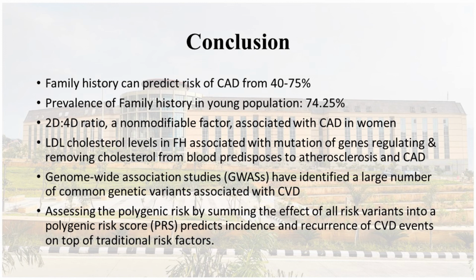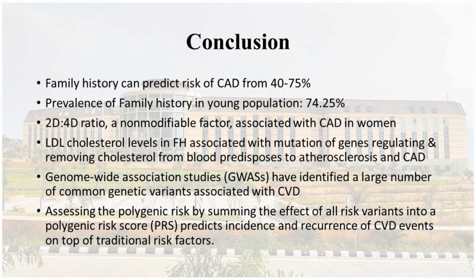Therefore, it is concluded that family history can predict risk of coronary artery disease in 40 to 75% of cases, and the prevalence of family history in young population in northwest region was found to be 74.25%, which was even higher in one particular community, thus showing that the younger population is at a higher risk. Then 2D/4D ratio, which is a non-modifiable factor, has shown an association with coronary artery disease among women. Low density LDL cholesterol levels in familial hyperlipidemias is associated with mutation of gene regulating and removing the cholesterol from blood. It also predisposes person to atherosclerosis and cardiovascular diseases.